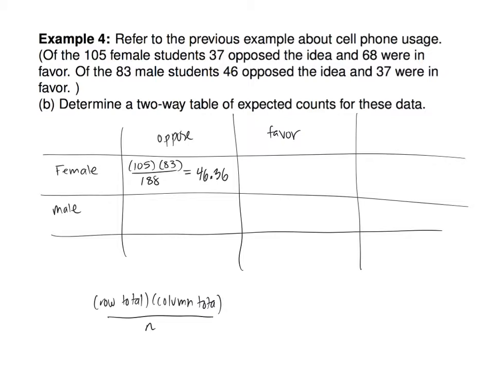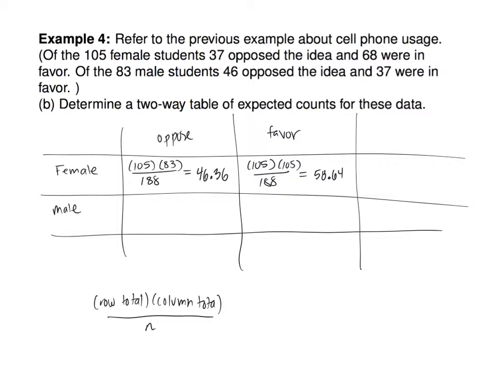Yep. Great. Okay, going over. For the favor column, what is the row total? 105 again. What's the column total for the favor column? Yep. And the total n is still, yep. And that, I got 58.64.